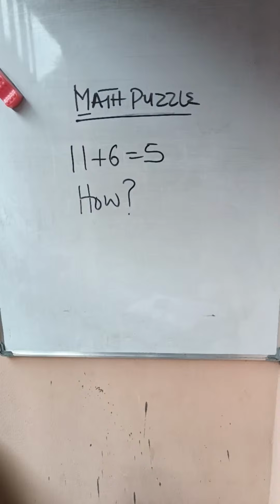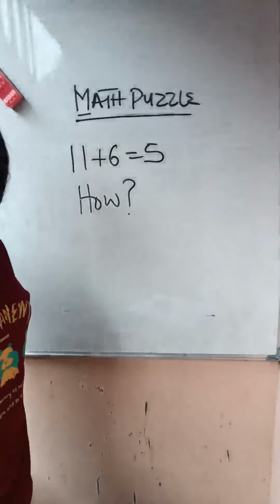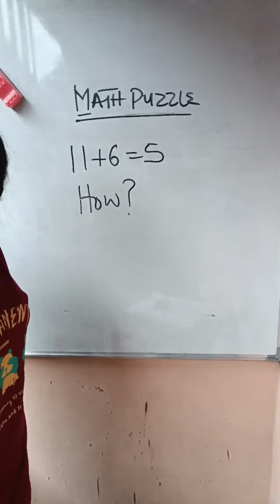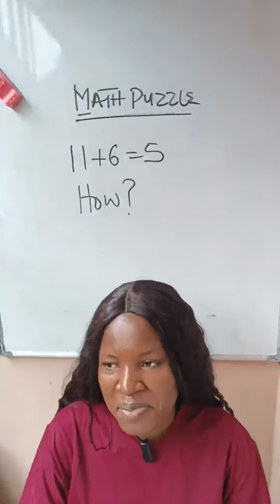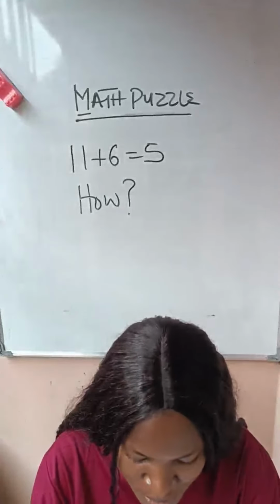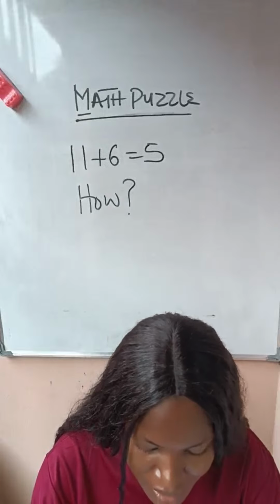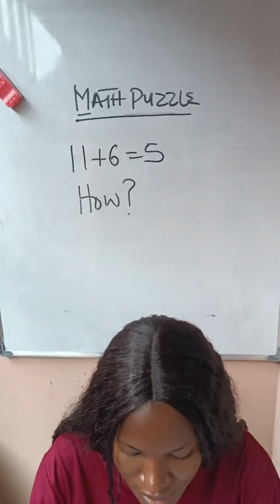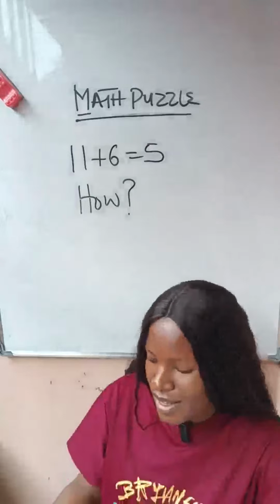Let's go. What is the answer? What is the answer? I'm not going to remove anything. The question did not say you should remove anything. All right? The question says that this is right. 11 plus 6 equals 5 is correct. How? I think I should write that sentence.